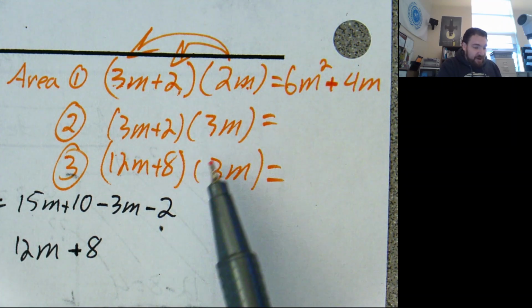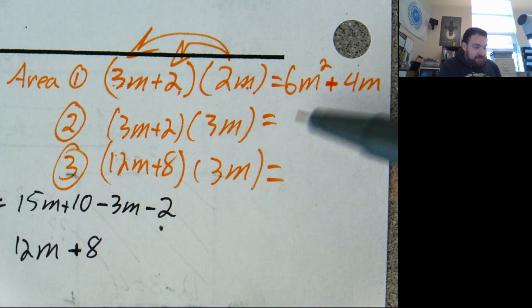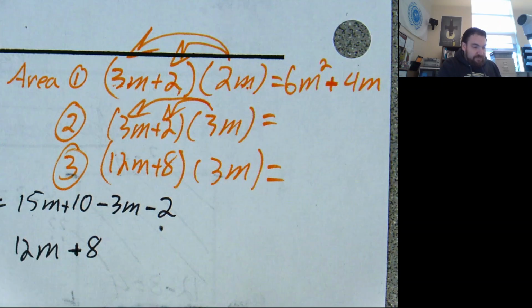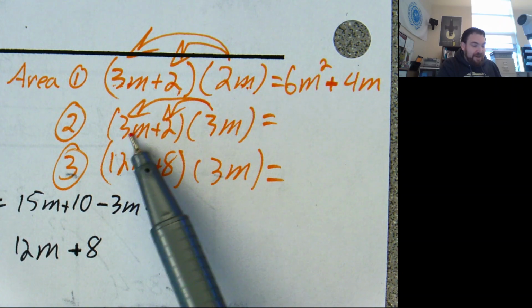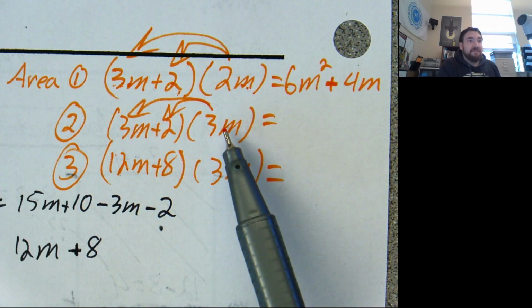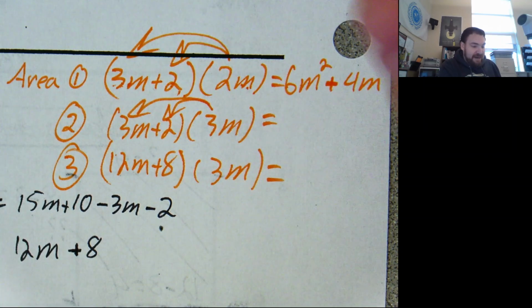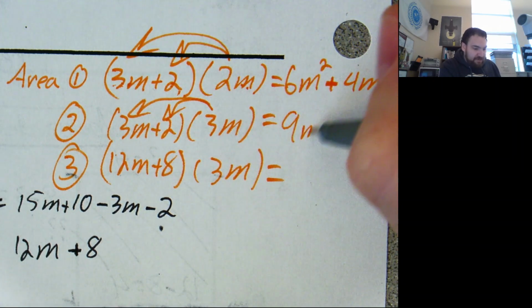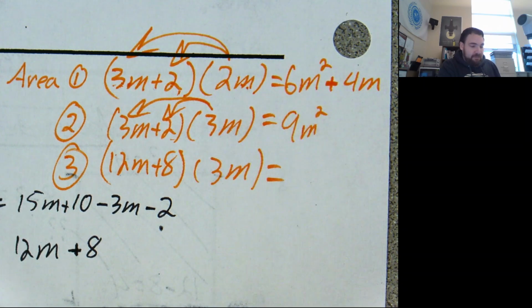That's done. Next one, 3m plus 2 times 3m. Distribute it onto both. 3m times 3m is almost times. 3 times 3 is 9. m times m is m squared. Positive 2 times 3 is plus 6, and that m comes along for the ride.